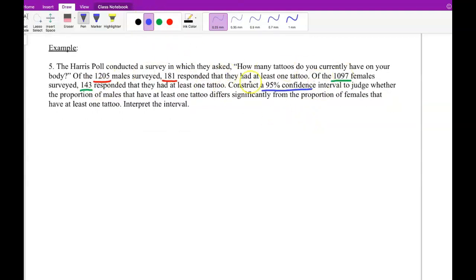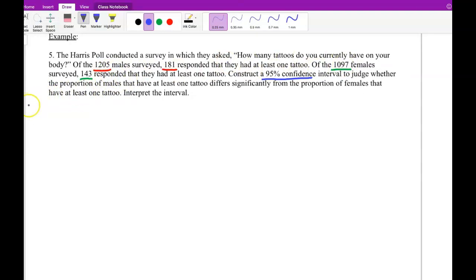Okay, so let's first write all the data that we have. These are given. So for n, for males I'm using M, here on the upper we have 1,205. And for x, we have 181. For females, using F, that is 1,097.